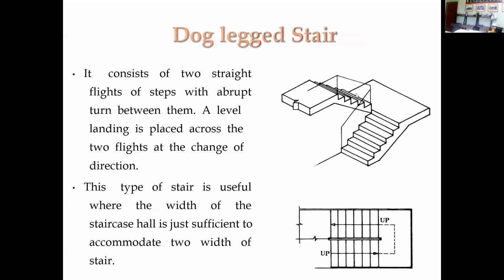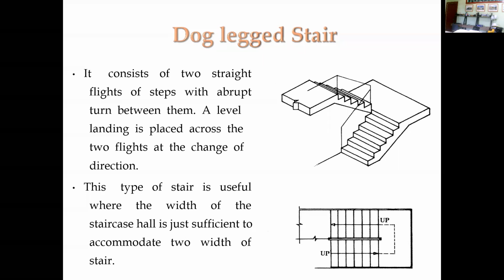Another one is the dog leg stair. The dog leg stair consists of 2 straight flights of steps with an abrupt turn between them. A level landing is placed across the 2 flights at the change of direction. This is the most common type of stairs found in all buildings. Now you know the name of the stairs that we usually walk up.